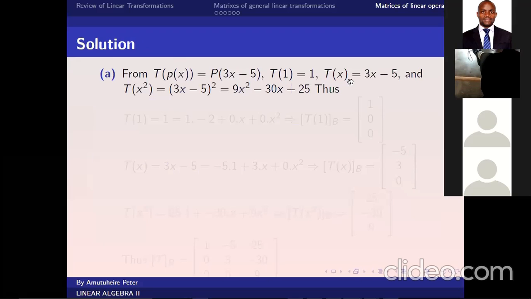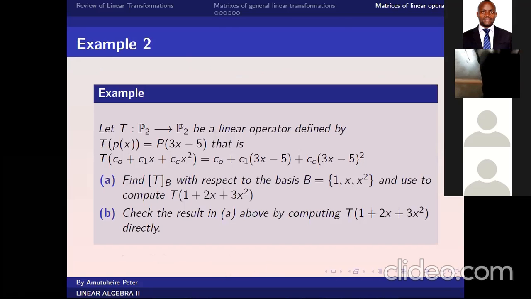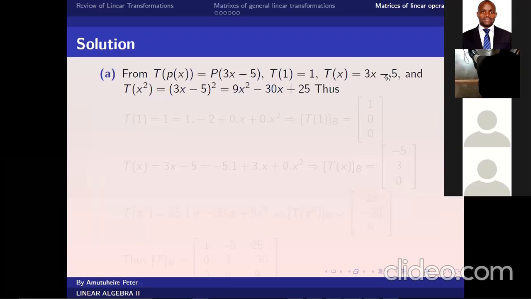Then T of x, because we are following the basis. Remember, the standard basis for that polynomial space is 1, x, and x squared. So what we are doing, we are writing the basis elements here. We are finding the images of these. Then after that, we write the images as linear combinations of the basis. So T of x gives us, where there is x, we put 3x minus 5, and T of x squared, where there is x, we put 3x minus 5 squared, and that one gives us that.